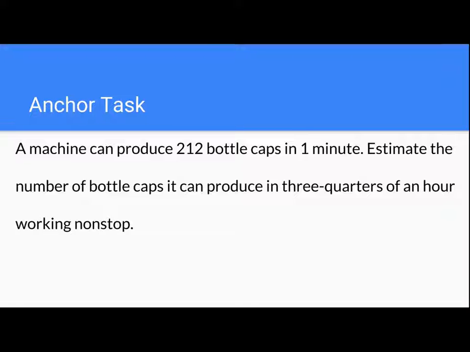Well, the first thing I want to do is notice that it says estimate. So I'm going to underline that word because it's really important. That's going to let me know that they don't want me to do an operation with the actual numbers, that I should round the numbers to the largest place value to help me do it more easily. So we know it can produce 212 bottle caps in 1 minute, and I would round 212 to the nearest 100. The 1 tells the 2 to stay. 212 rounds to 200, and that's how much it can do in 1 minute.